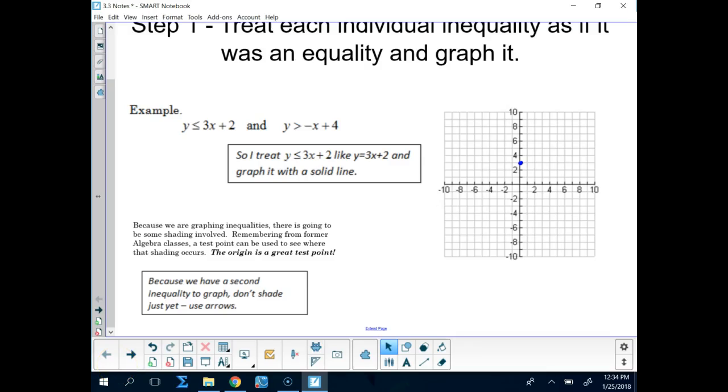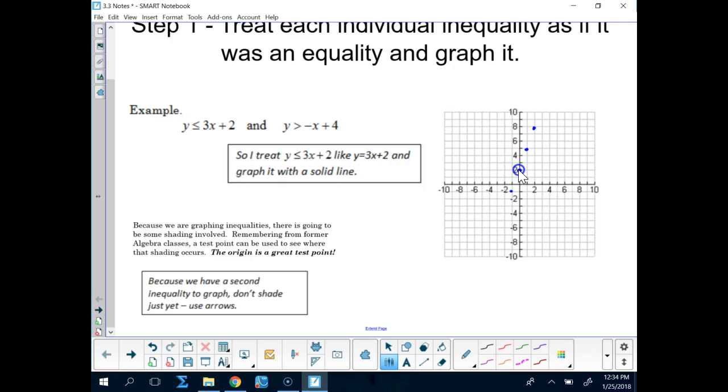So we're going to treat these individually. So y is less than or equal to 3x plus 2. I'm going to treat it like y equals 3x plus 2. So I'm going to go up to positive 2, put my dot. Then I'm going to go up 3, right 1. Up 3, right 1.